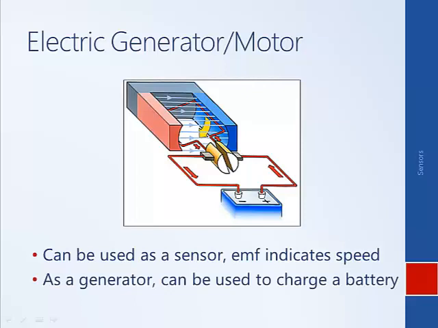It's also worth noting at this point that a generator, for example, can be used to charge a battery. So if you want to brake the vehicle, you want to slow the vehicle down, you can use the vehicle to turn this generator, thereby slowing the vehicle down and generating electricity.